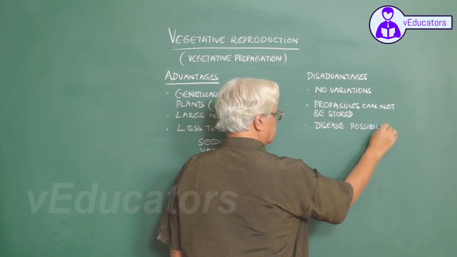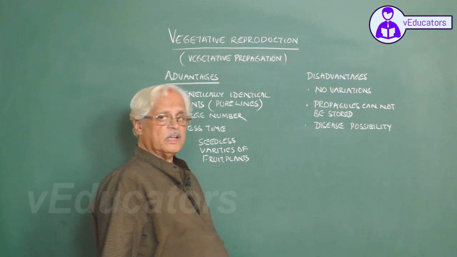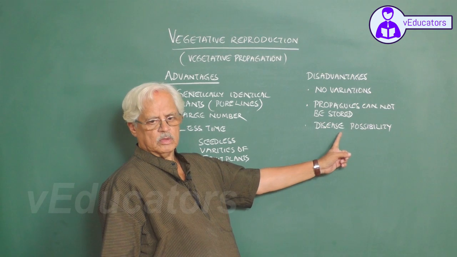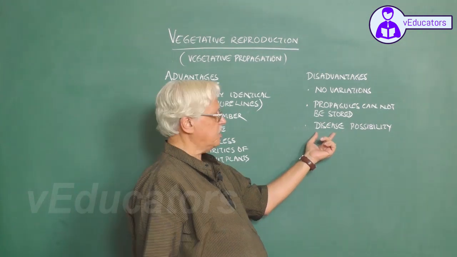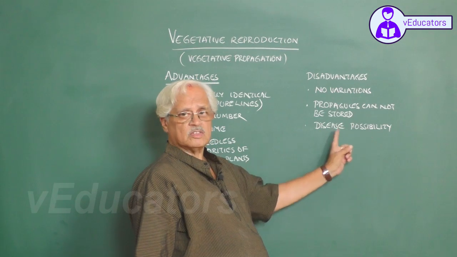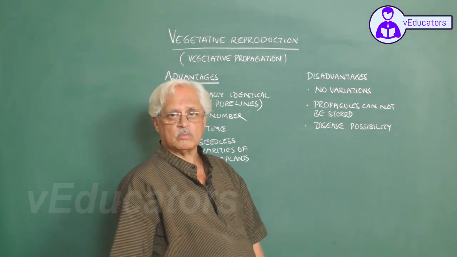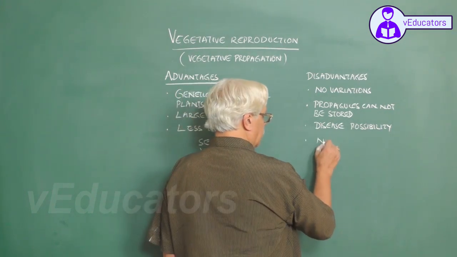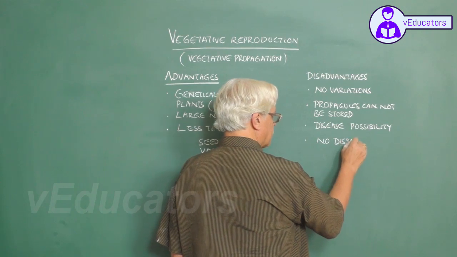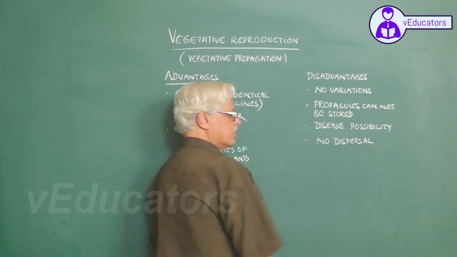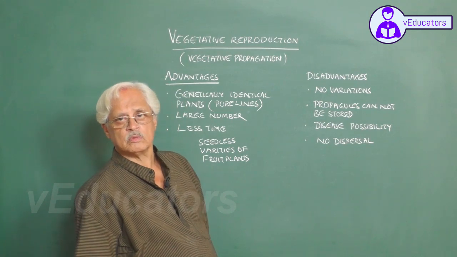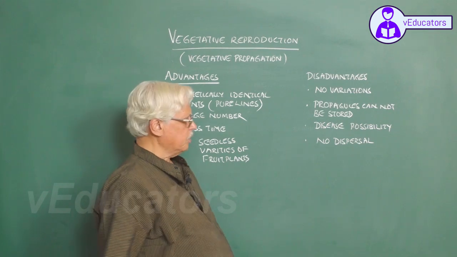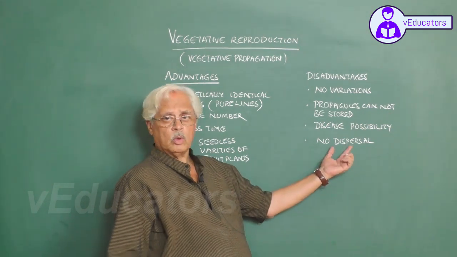Yet another disadvantage is if the parent plant is affected with a disease, infected with any pathogen, the same disease can express in the offspring also. And one more disadvantage is there is no chance of dispersal in vegetative propagation. Where the parent plant is there, in the same region the offspring are going to develop, so there is a possibility of overcrowding.